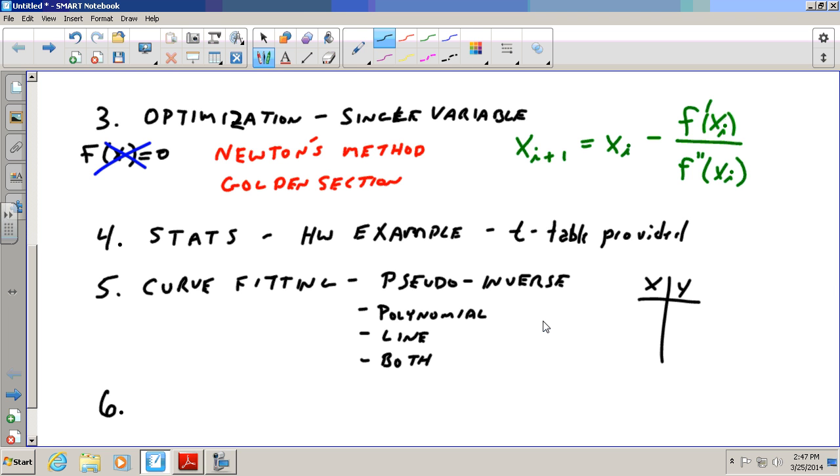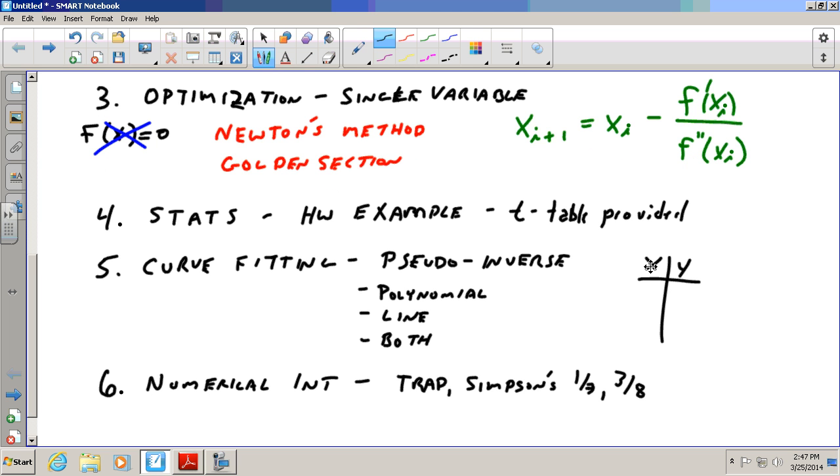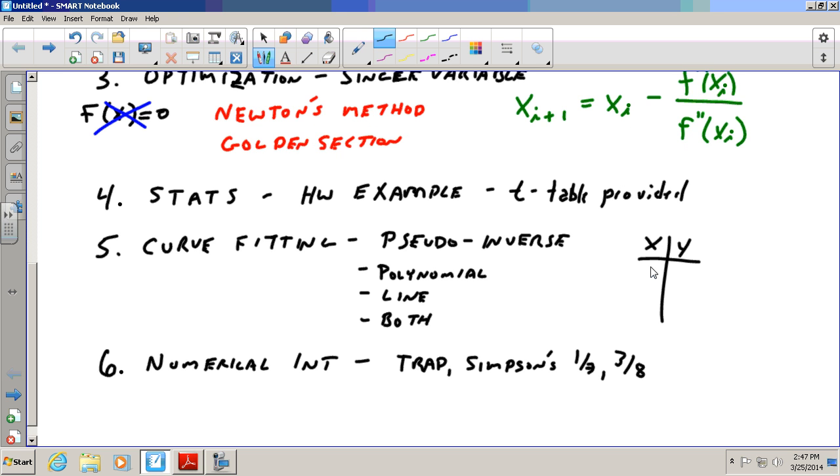All right, number 6, numerical integration, of course. Okay, and in this one you've got 3 techniques: trapezoidal, Simpson's 1/3, and also Simpson's 3/8. So you've got 3 techniques. Again, I give you those equations in the equation sheet, and you should be able to apply them for a single numerical integration.